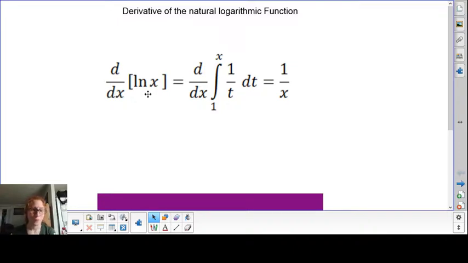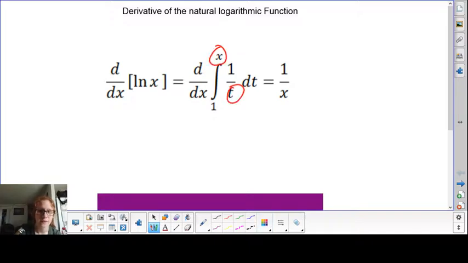And the derivative of a natural log actually gives me the integration of d over dx from 1 to x of 1 over t dt, which will give me 1 over x. And you're probably saying, hey, wait a minute. These letters here and here and here and here, they don't match up. We're going between x and t and then going back to x.